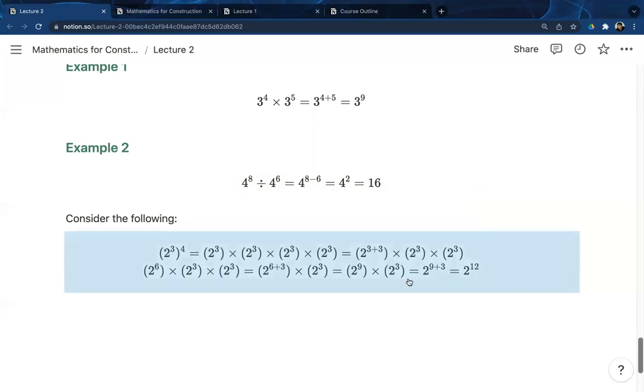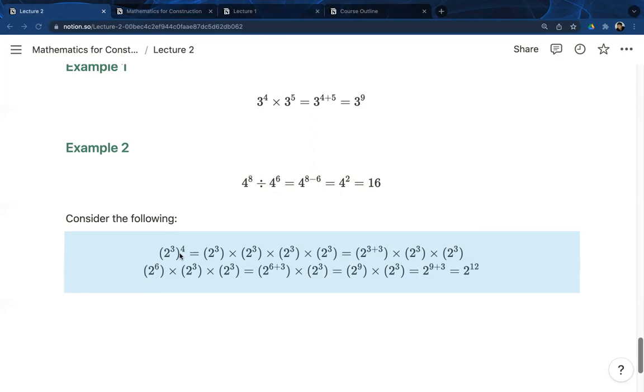But if you think about it, I have 4 sets of 3 twos. That's 12 twos in all. So that makes sense, because 4 by 3 is 12. So this rule says that when you have one thing which is raised to a power, and then you're raising that to another power, you multiply the indices. So you multiply 3 by 4 to get 12. Notice you're not adding 3 to 4 to get 7.